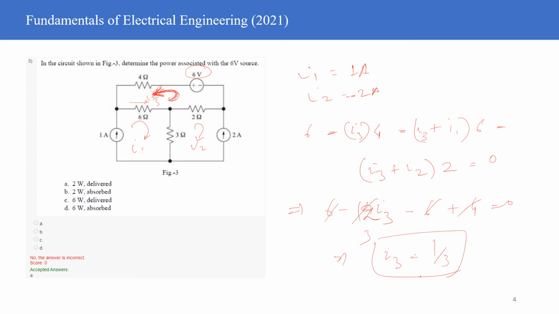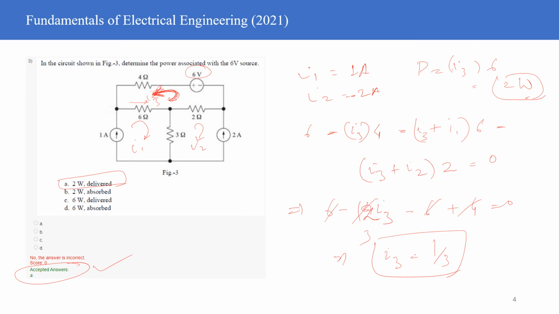And once you have the value of I3, I3 is actually flowing out. So the direction which we have assumed is actually the correct direction. Had it been negative, it would have been negative. Then you can figure out the power by writing I3 into 6, which is nothing but 2 watt, and it will be delivered, right? Because it is coming out of the battery. So it is 2 watt delivered. Where is the 2 watt delivered? So A is the point and A is the answer, right?